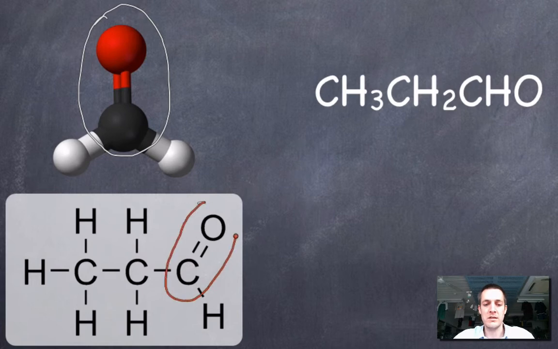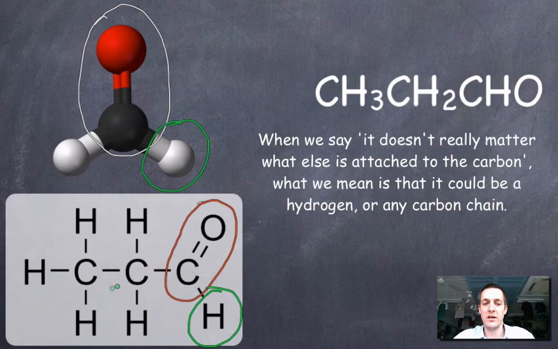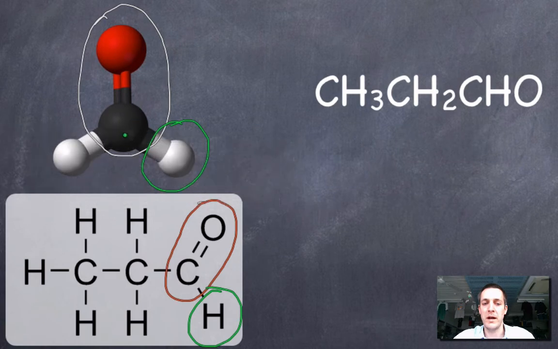Let me just put that in a different color so we can see it on this diagram. There's that carbon-oxygen double bond, and what we can see in both of these representations of the molecule is that not only does an aldehyde have a carbon-oxygen double bond, but this carbon that is double bonded to the oxygen also has a hydrogen attached to it. It doesn't really matter what's on the other bond, but for this molecule to be an aldehyde, it has to not only have a carbon-oxygen double bond, but this carbon has to be bonded to a hydrogen.